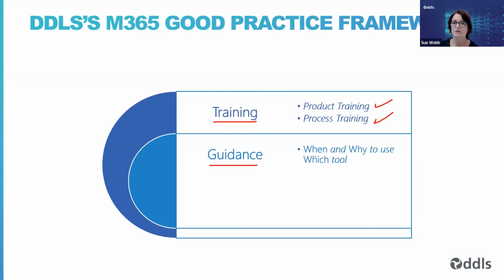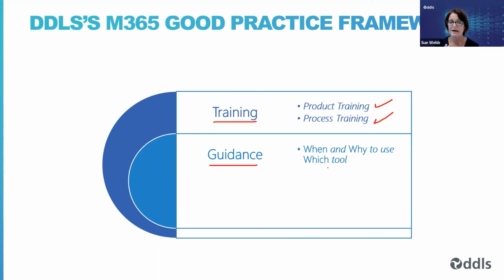Guidance needs to include things like when and why to use which tool. So for instance, at DDLS, we develop guidance that helps our staff understand, okay, if it's this type of content and it's for this type of audience, then it's going to go in Teams. And if it's this type of content for this type of audience, it's going to go in OneDrive for Business. And if it's this type for this audience, it'll go in SharePoint.